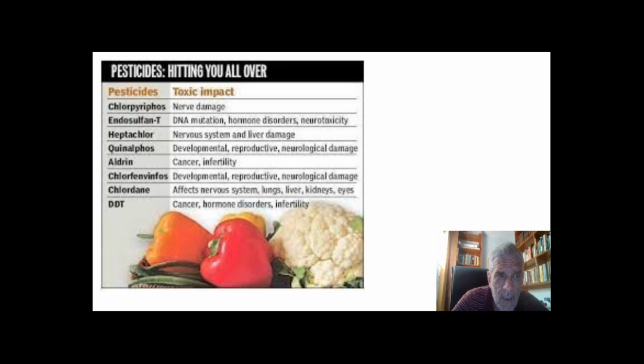So what can pesticides do? You probably don't need to know these names here. Probably, if you can name a couple of pesticides such as DDT and so on, it's probably helpful. And the damage they do: they can do nerve damage, DNA mutation, hormone disorders, neurotoxicity, liver damage, developmental, reproductive, and neurological damage, cancer, infertility. Learn the damage that pesticides can do to people, because that's also helpful.